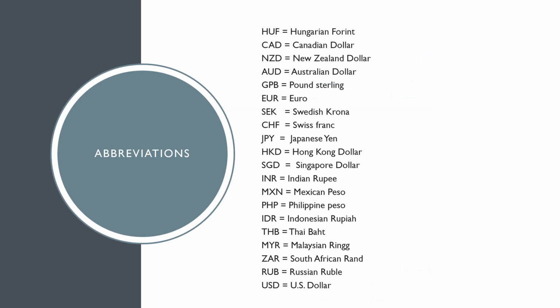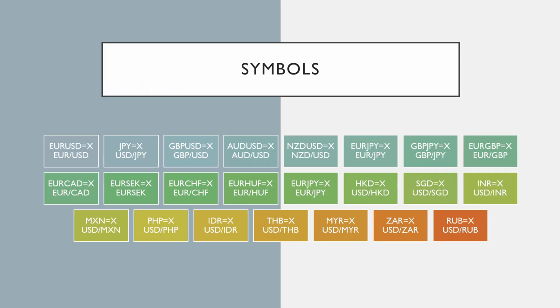Here are the abbreviations that are used in this project. For example, NZD stands for the New Zealand dollar, and GBP stands for pound sterling. Likewise, MXN stands for Mexican peso, and ZAR stands for South African rand. Here then are all the symbols that are used in this project.